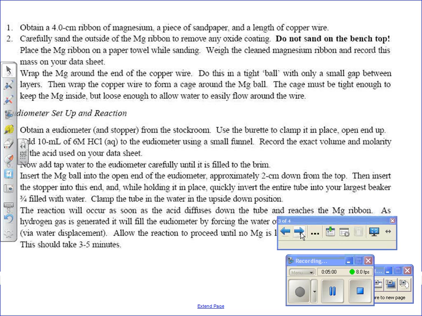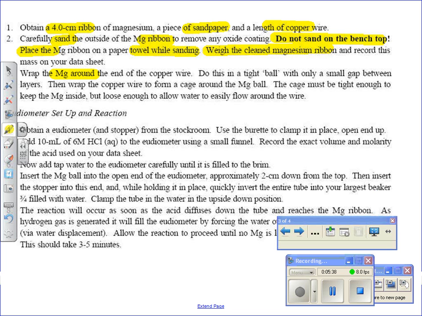One of the things I ask you to do is modify the procedure. When you modify a procedure, you simplify it. Basically, you would write down that you need a 4.0 centimeter ribbon of magnesium, sandpaper, and copper. So you just get those three things. Shorten the sentences is all you're doing. You're going to sand the magnesium. Make sure you don't sand it on the table, so place it on a paper towel. Then you're going to weigh the magnesium. So shorten it down. Ideally, what you're doing is reading it and cutting it down so that you fully understand what you're going to do during a lab. If you copy it word for word, it won't make complete sense to you.